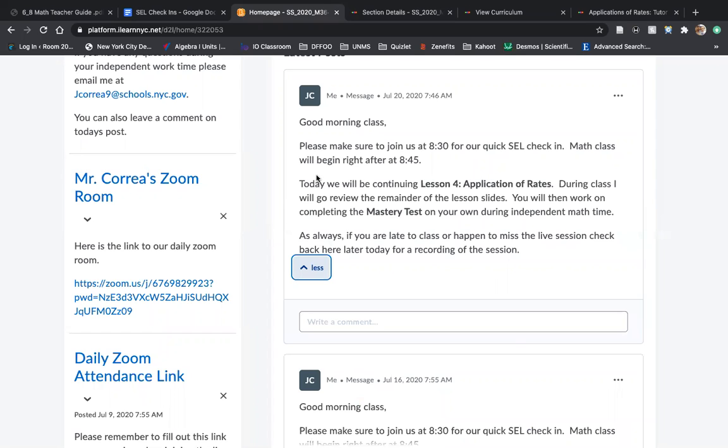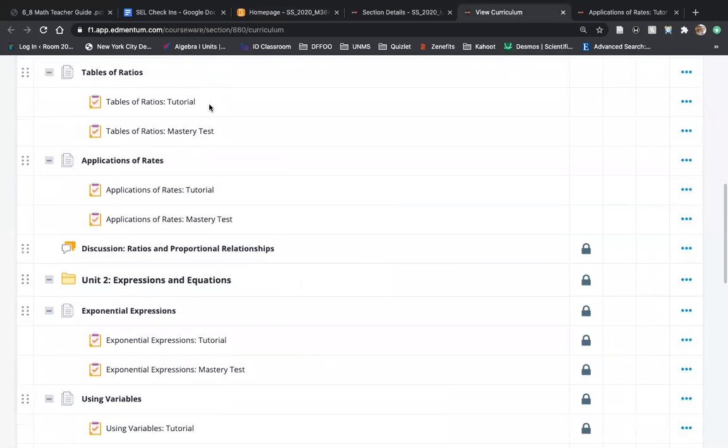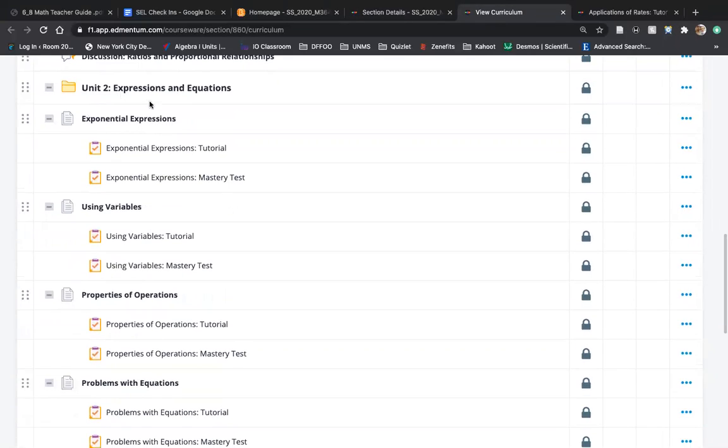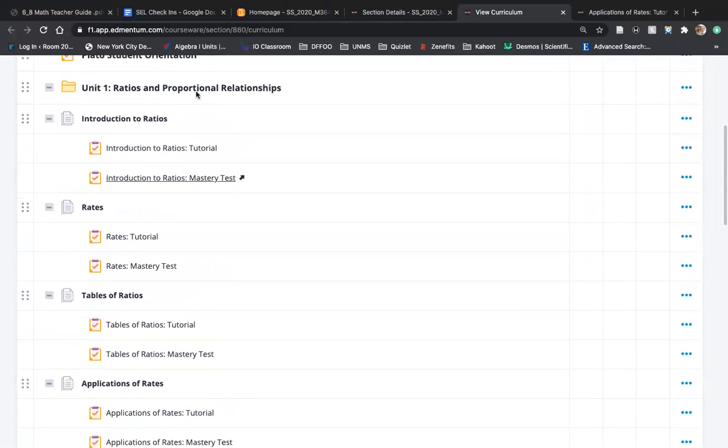So lesson 4, application of rates, we started. We're gonna finish it today. And just to give you guys an overview, right? What we're finishing up today is the last lesson for the first unit. So after today, that means that tomorrow we're getting on to unit 2, which is working on expressions and equations, right? So you really wanna make sure that you're using that independent math time that's built in to finish working on catching up with any of the math resets that you might be missing, right?